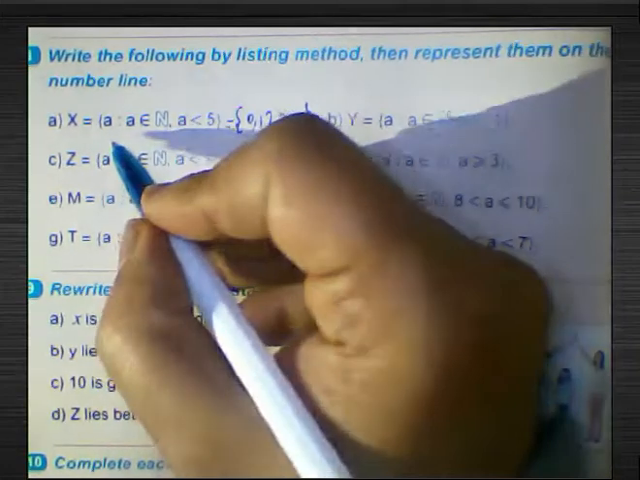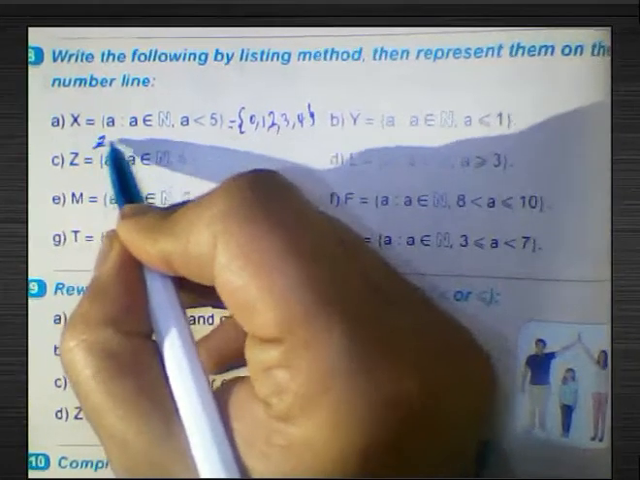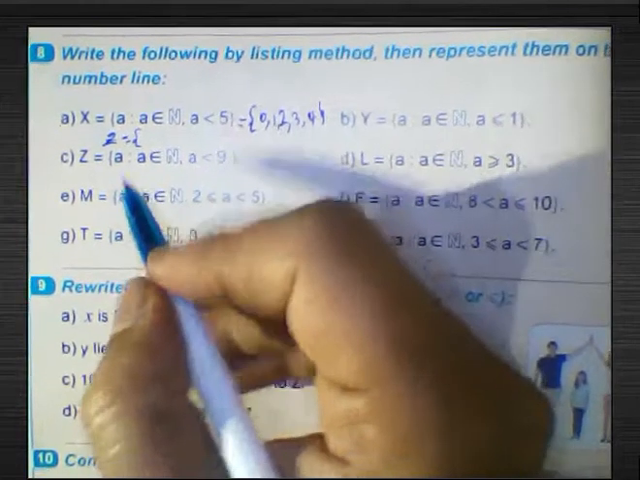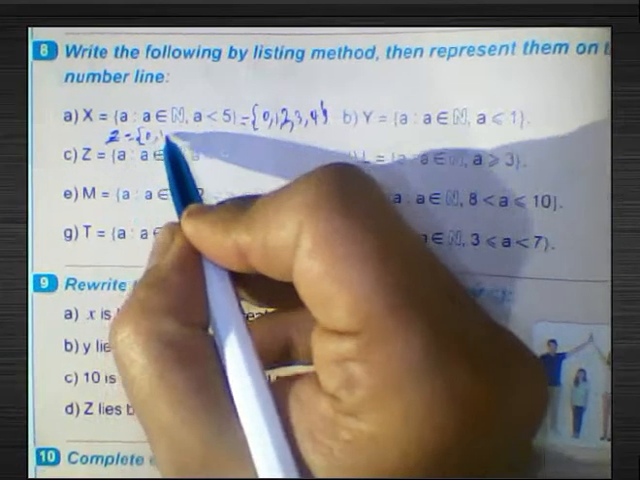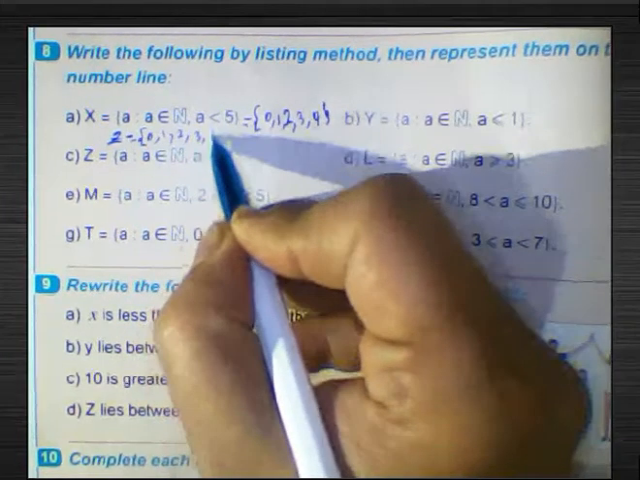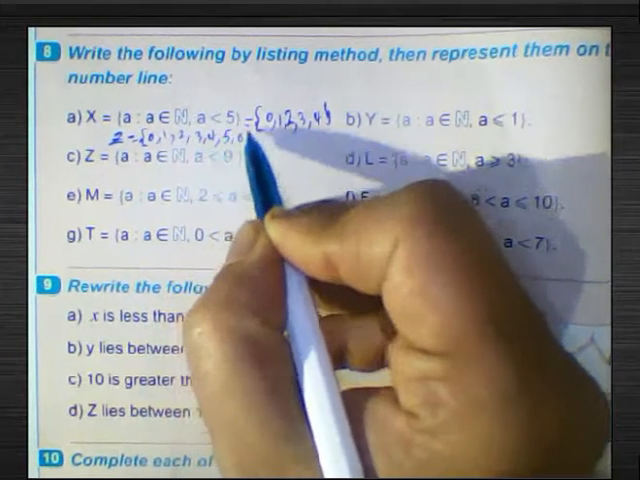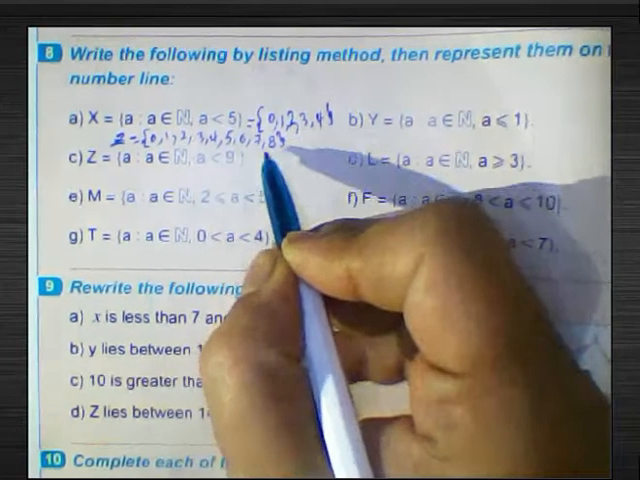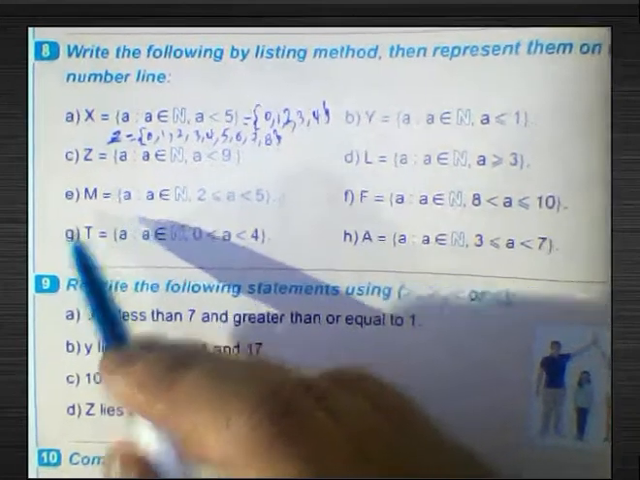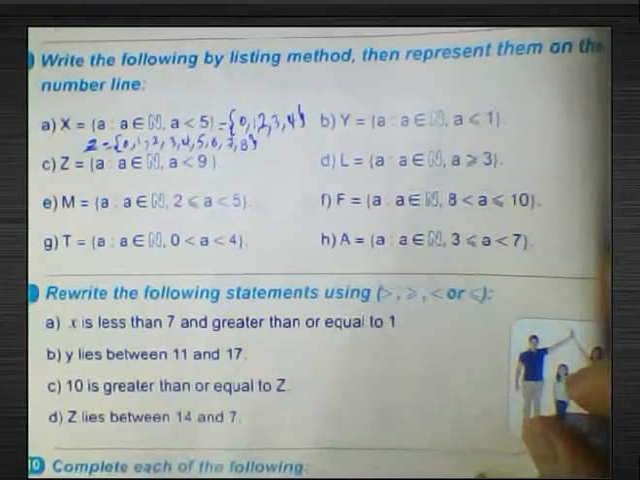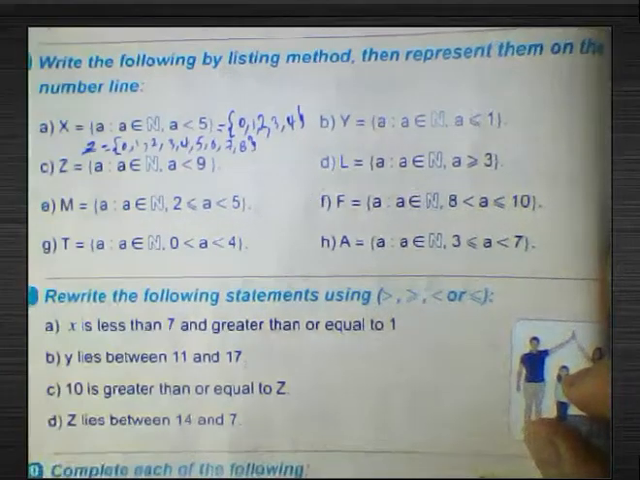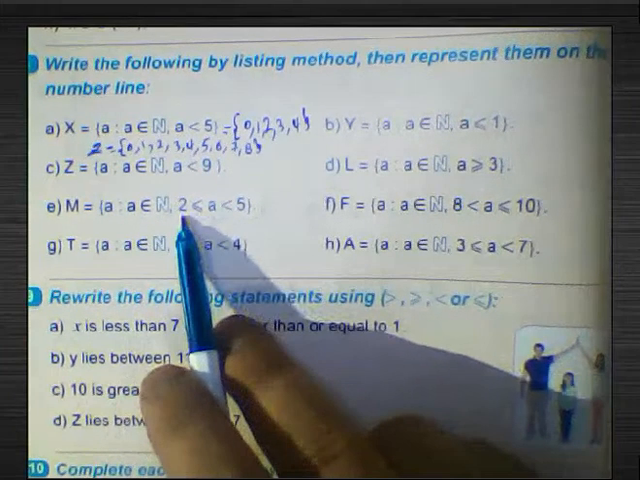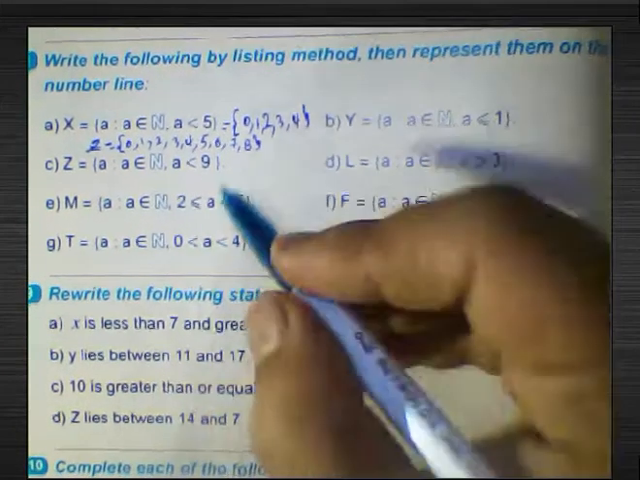Z equals set of a such that a belonging to n, a less than 9. You can write Z equals all elements less than 9. You can write 0, 1, 2, 3, 4, 5, 6, 7, and 8. The last number will be 8. Letter E. M equals set of A such that A belonging to n, A more than or equal to 2, A less than 5.